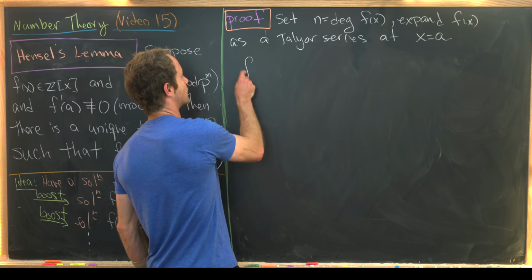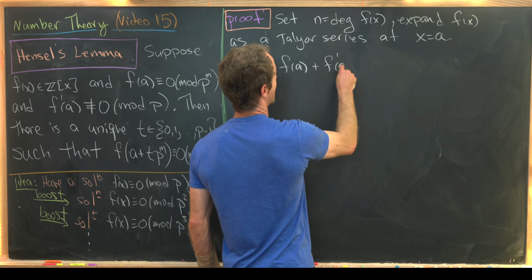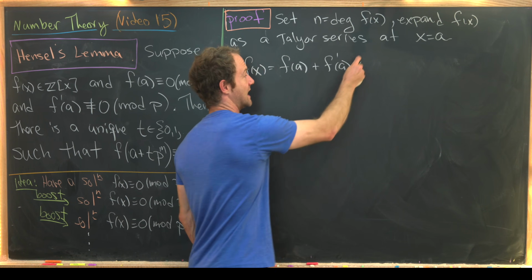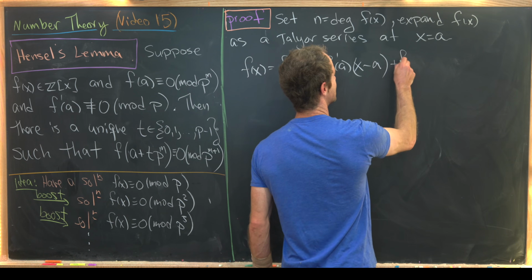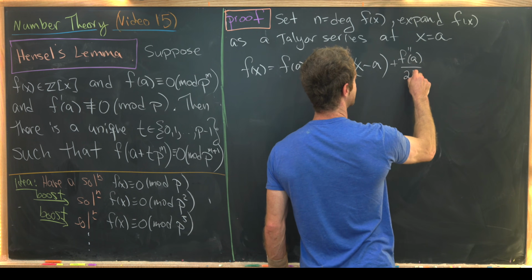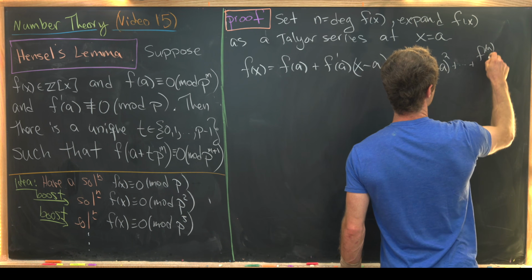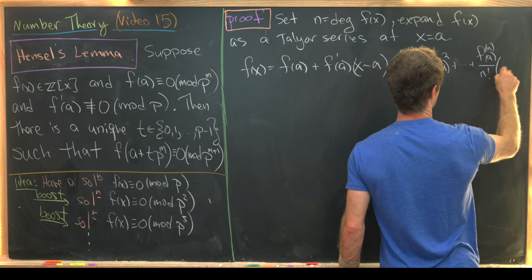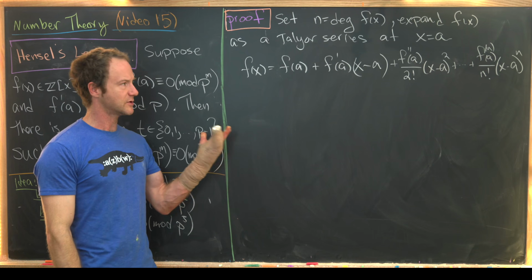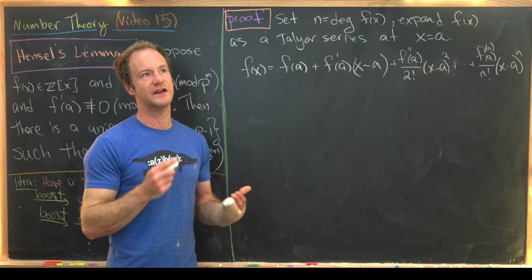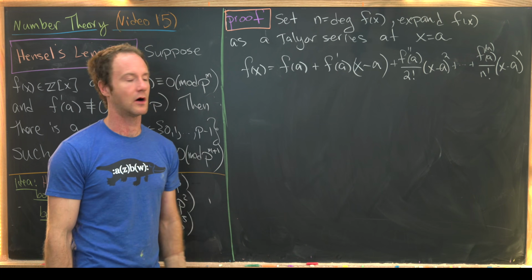Okay, so that means we can write f of x as f of a plus f prime of a times x minus a. So that's the linear approximation, and then we can keep going. f double prime of a over 2 factorial times x minus a squared, all the way up to the nth derivative evaluated at a over n factorial times x minus a to the n. And for an arbitrary function, you may have to worry about some sort of interval or radius of convergence, but since f is a polynomial, we don't have to worry about that at all.